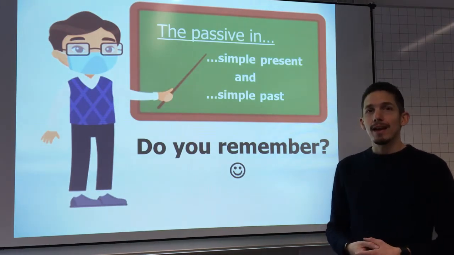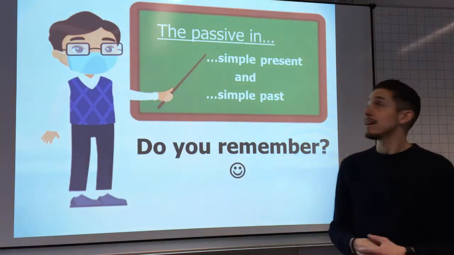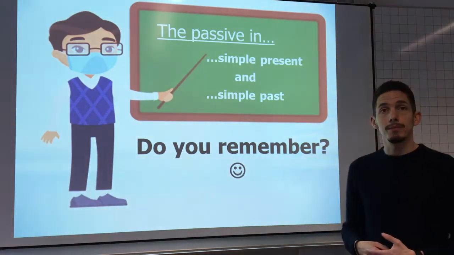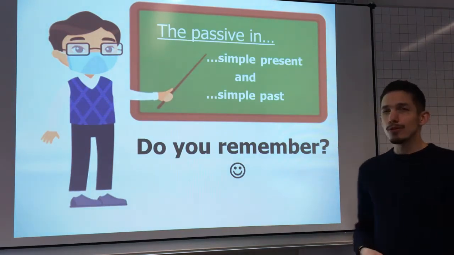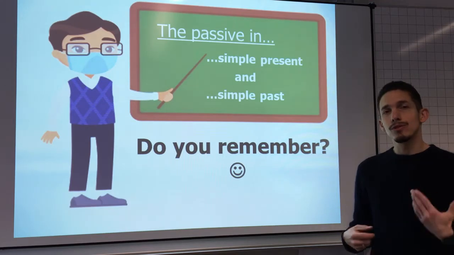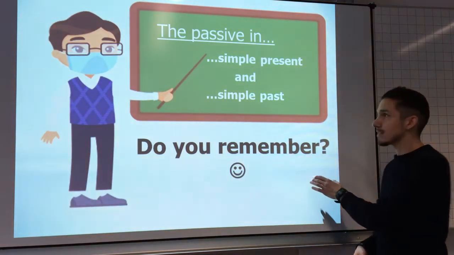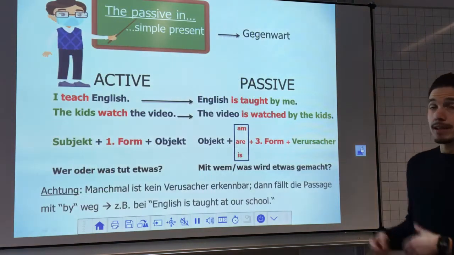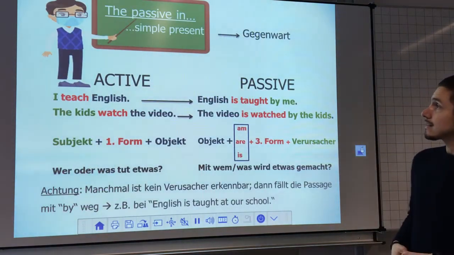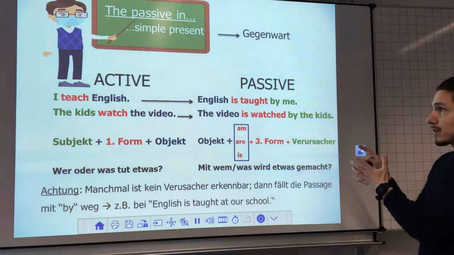Today I would like to have a little grammar explanation for you who have to stay at home right now. This grammar explanation will be about the topic passive in simple present and simple past. Now, do you remember that? You should, because we did that last year already. So today is going to be a little revision for you. Now, what is the passive about? The passive in the simple present is about the difference between active and passive sentences.